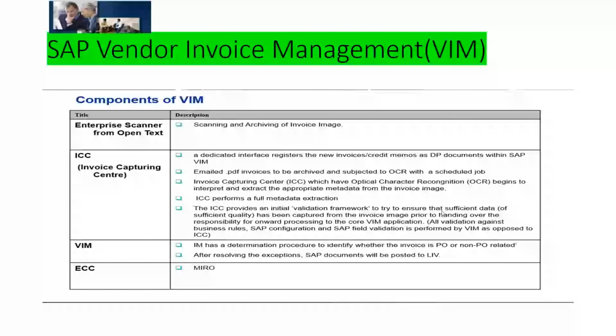The third one is the invoice capture center, which has optical character recognition, and begins to interpret and extract the appropriate metadata from the invoice image. I think we have already explained these points several times. The fourth one is that the ICC performs a full metadata extraction. And last, the ICC provides an initial validation framework to try to ensure that sufficient data has been captured from the invoice image prior to handing over responsibility for onward processing to the core VIM application.